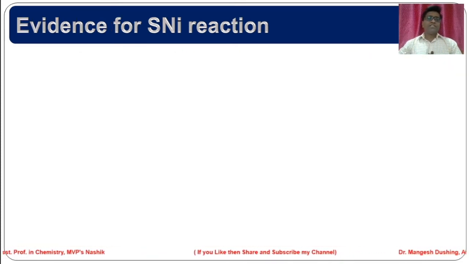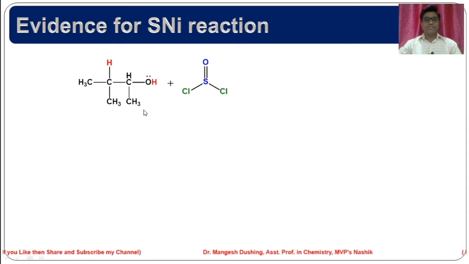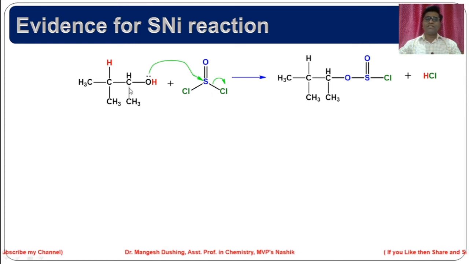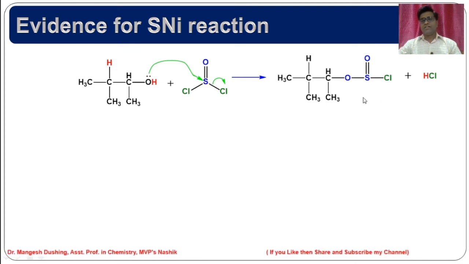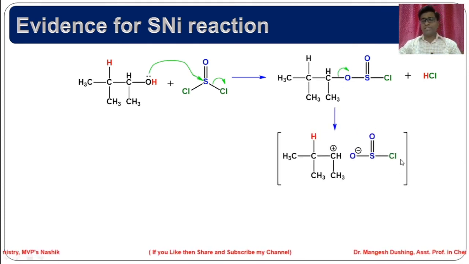So what are the evidences for this SNi reaction? For example, this is our substrate, 3-methyl-2-butanol. If you react it with thionyl chloride, in the first step, as we know, this OH will attack the sulfur, and Cl minus will leave. So this is the alkyl chlorosulfite we will get. Friends, after breakdown of this one, we will get these intimate ion pairs, carbocation plus O minus.